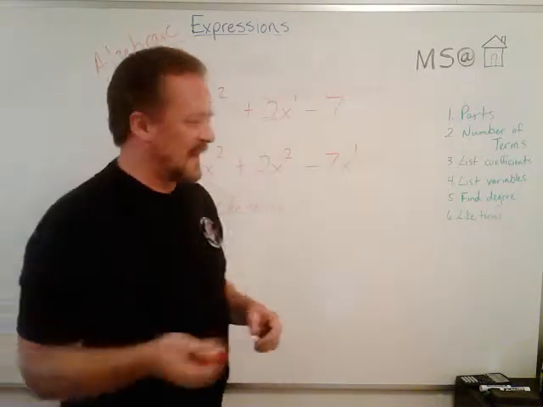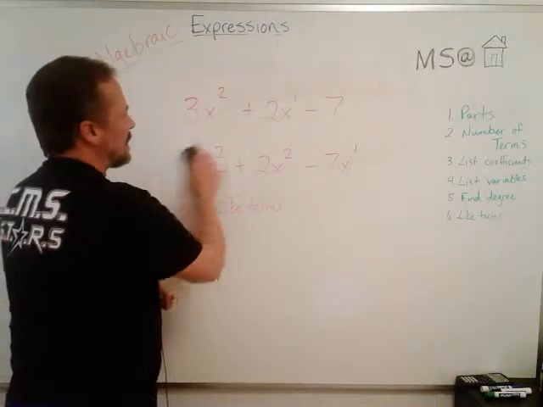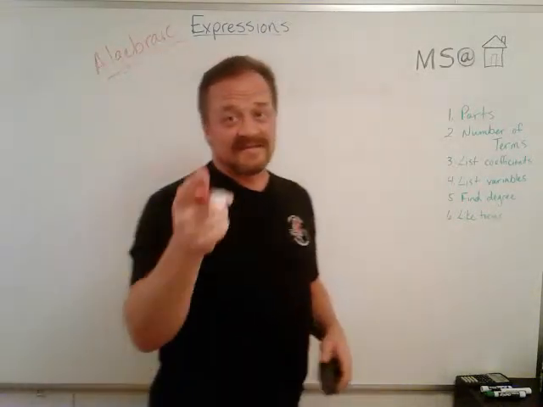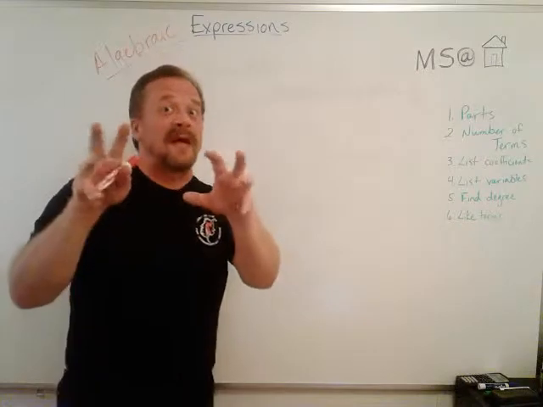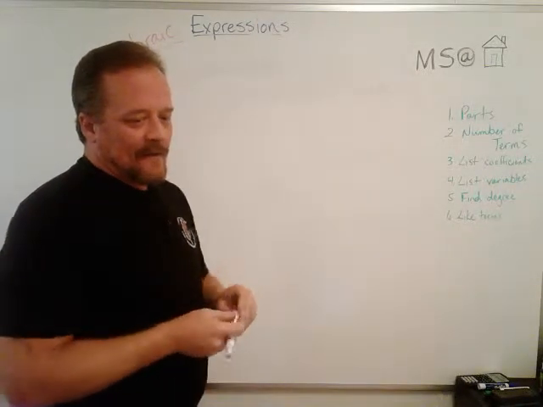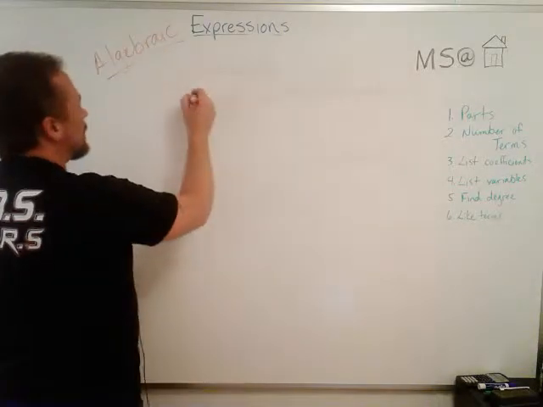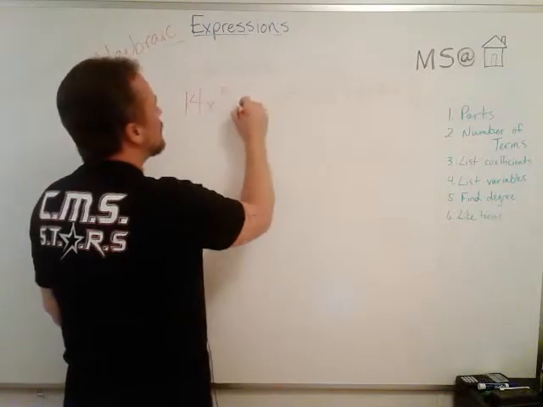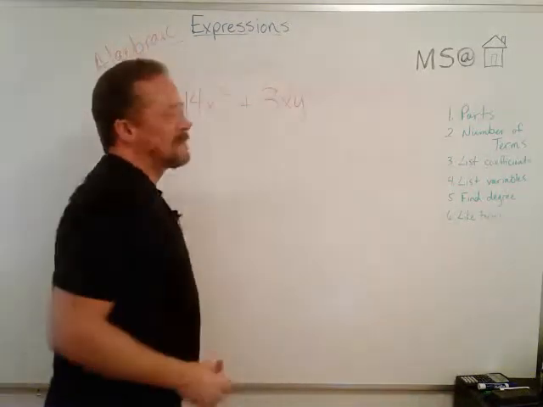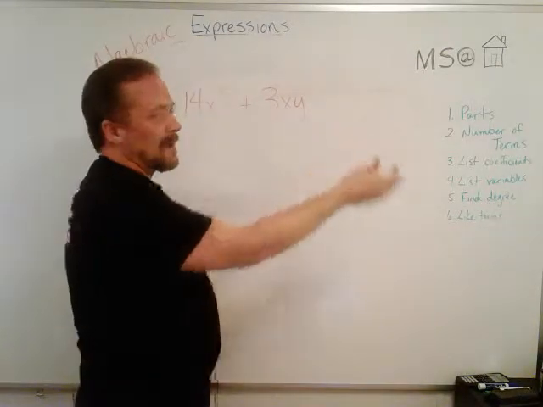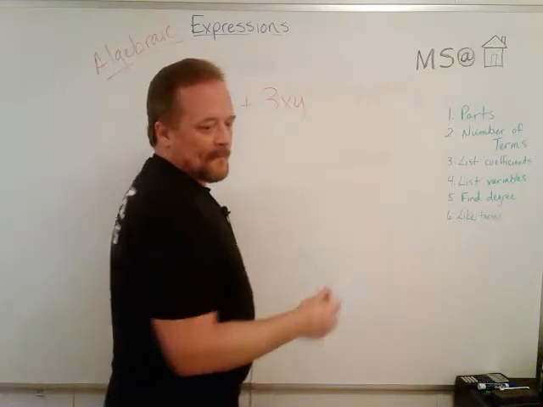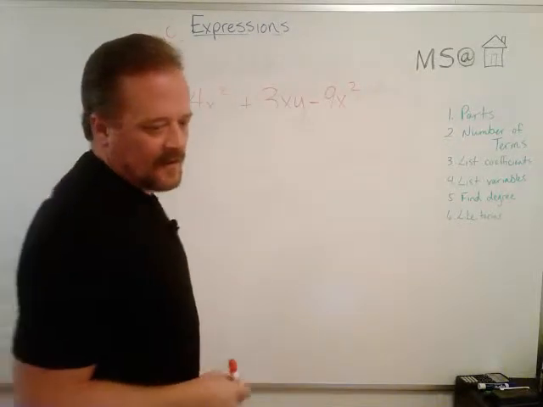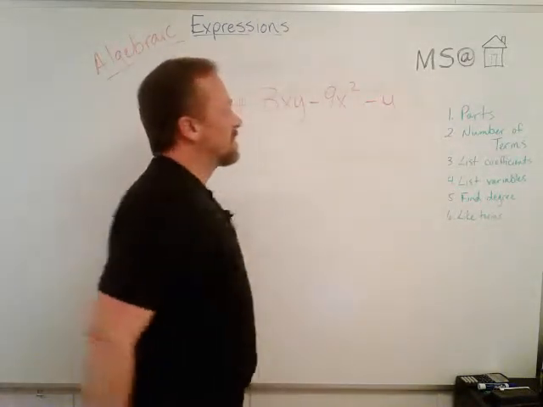Okay? Let's practice a little bit. I'm going to give you one really crazy looking expression, and this one's going to come up in your exercises, so pay attention because I'm about to give you an answer. I am going to have 14x squared plus 3xy, which means 3 times x times y. That's an interesting term. Minus 9x squared and minus y, all by itself.